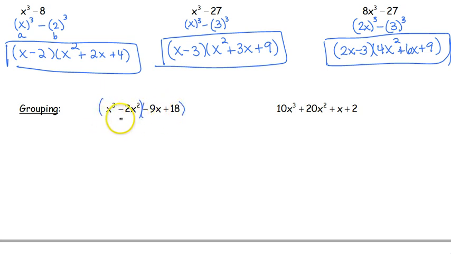When we look at our first two, the GCF that they share is x squared. When I pull that out, I've got 3. I take 2 out, I've got 1 left. And then I have minus 2 left there.